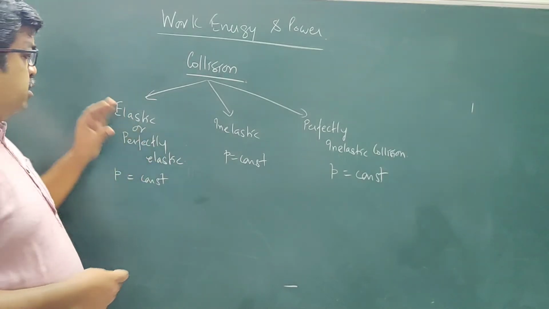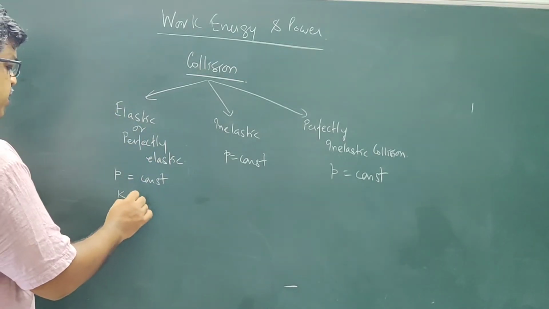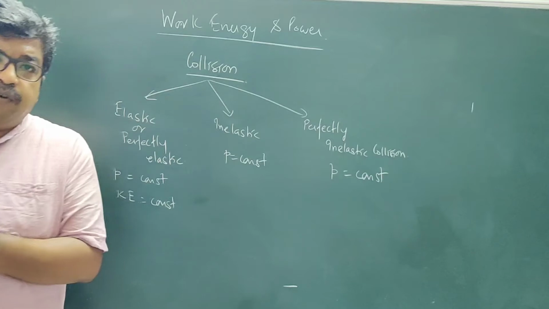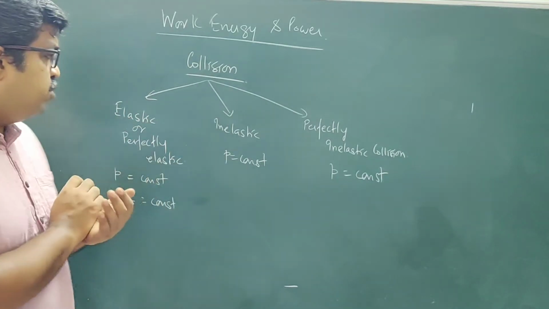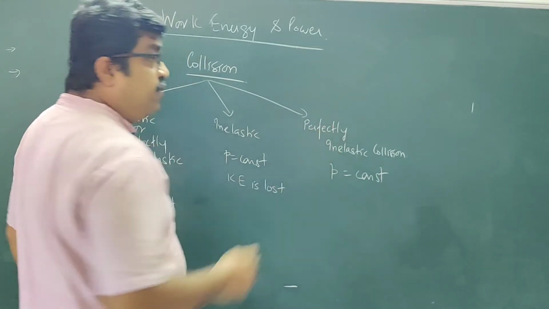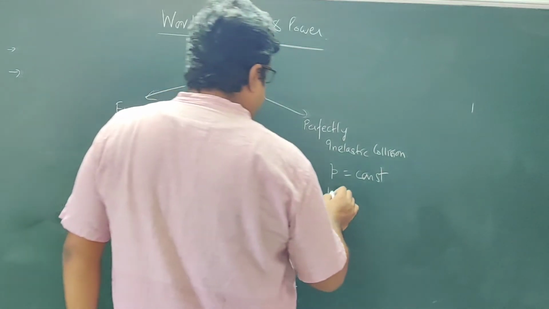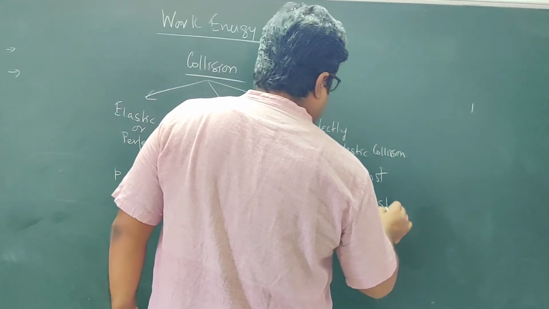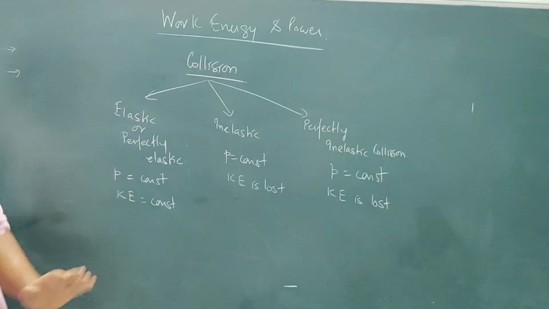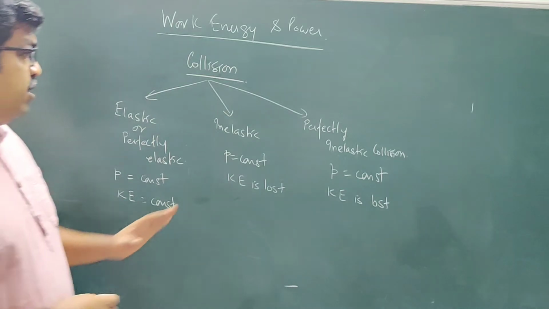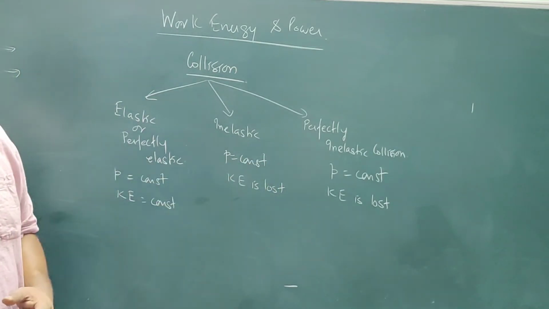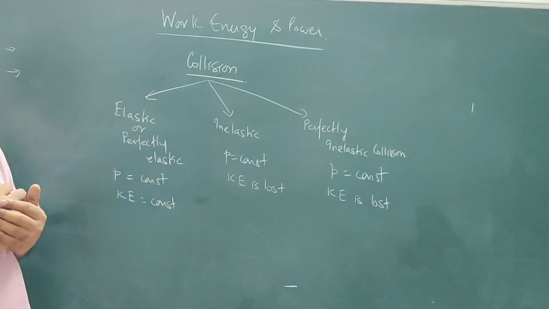Elastic collision or perfectly elastic collision is the only collision where kinetic energy is also conserved. That is, there is no loss of kinetic energy. Kinetic energy before collision is equal to kinetic energy after collision. In inelastic collision, kinetic energy is lost. In perfectly inelastic collision also, kinetic energy is lost. So in these two types of collision, the kinetic energy is lost. In elastic collision, kinetic energy is conserved. Now, if you see these two collisions, it appears that till now both are showing same kind of properties. So how to differentiate these two collisions?